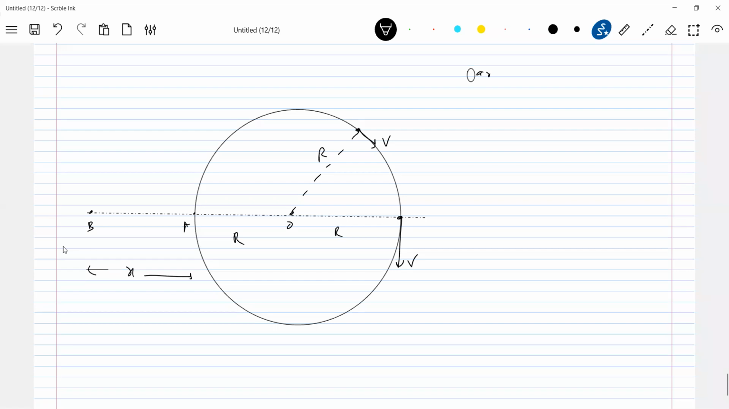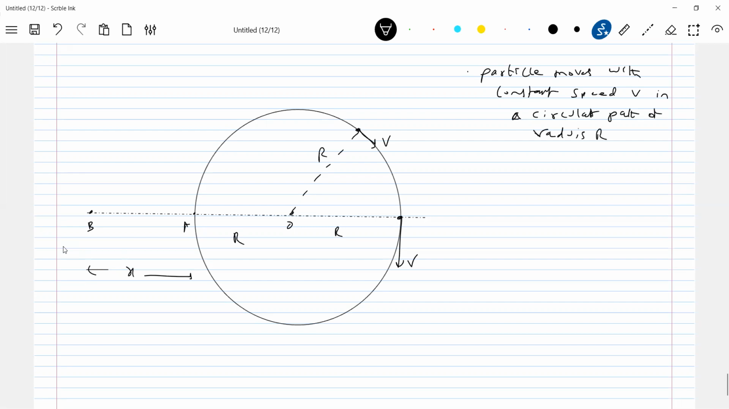Particle moves with constant speed V in a circular path of radius R. What is the angular velocity about O? Find omega O, omega A and omega B. I think it's quite clear, no?